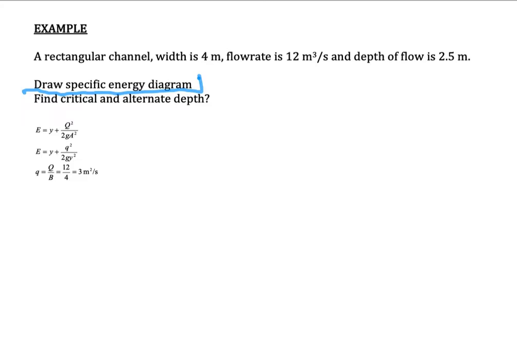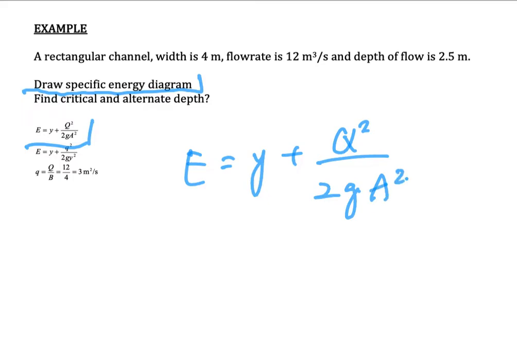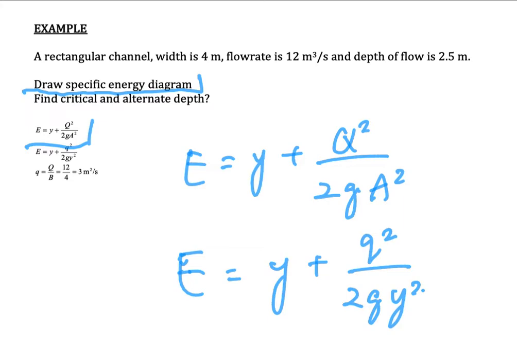We know that the equation for energy is shown like this: energy is equal to y plus Q squared over 2gA squared. Then we simplify using the idea of specific discharge, so it becomes E is equal to y plus q squared over 2g y squared. The q here is equal to Q over B. If you calculate the value of Q over B, we get around 3 meter cube per second. So what we could do?